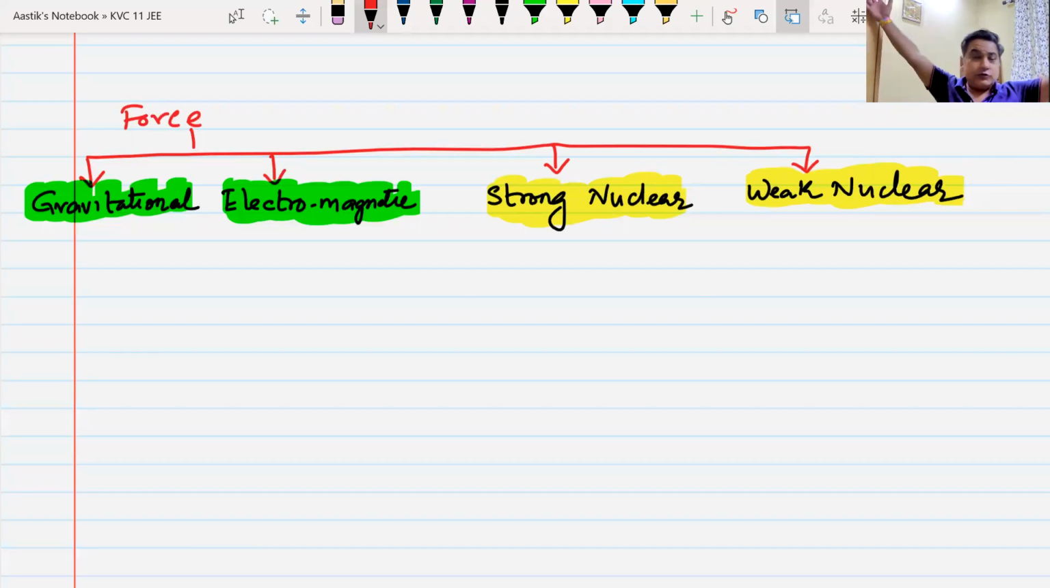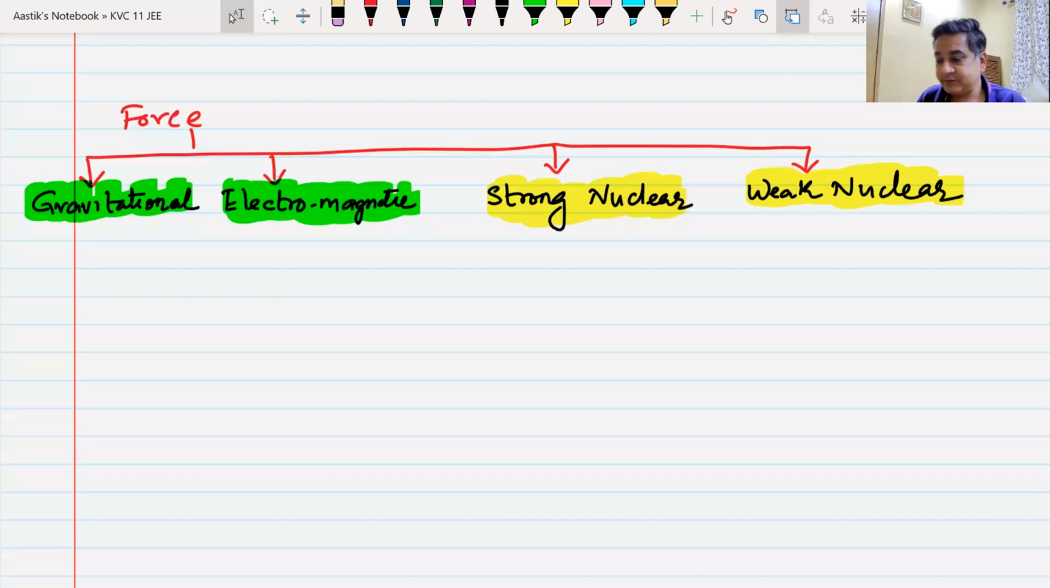Obviously, it is strongest. Such a big moon moves around Earth, gravitational force. Such a big Earth moves around Sun, gravitational force. Sun moves around the center of the galaxy. Galaxies move around each other. All gravitational force. So gravitational force has to be the strongest.